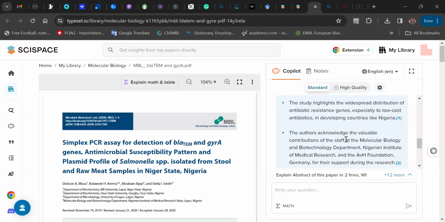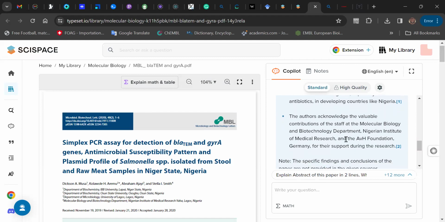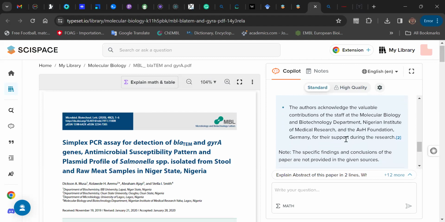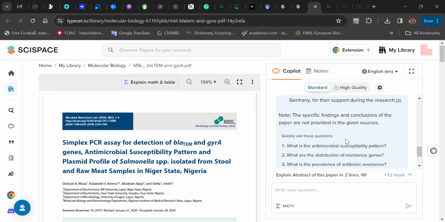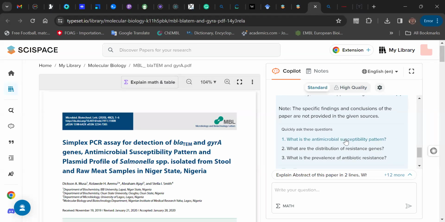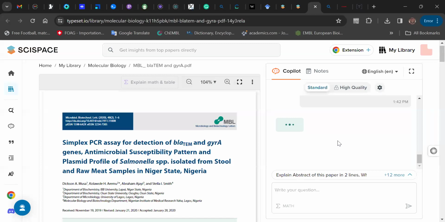The study highlights the widespread distribution of antibiotic-resistant genes, especially to low-cost antibiotics. The author acknowledges the valuable contribution of staff, and so on, of Germany and so on. Now, I can ask a further question. What is the antimicrobial susceptibility pattern?